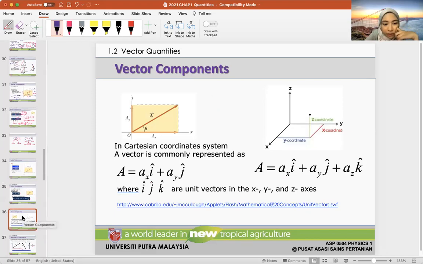This is 3D. Do I want to tell you about this one? Okay, let's just go over it.